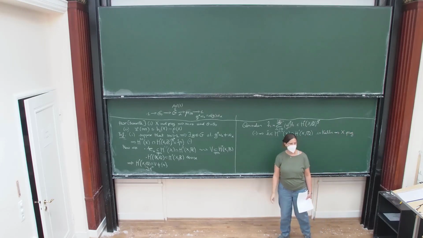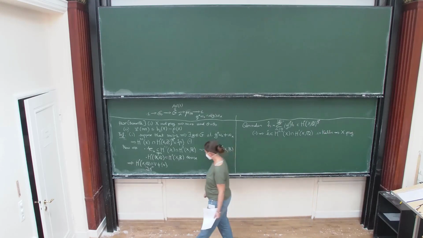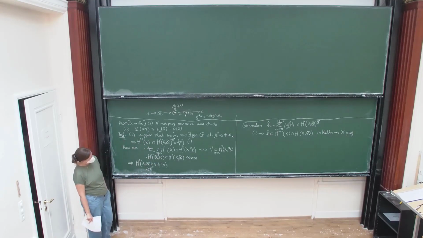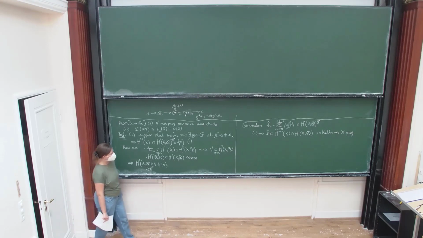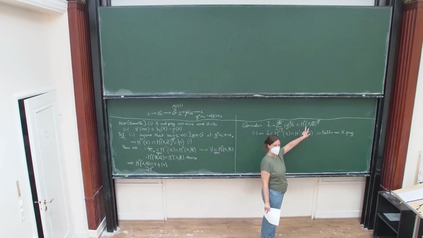Could H hat be 0? Could H hat be 0? No. Let me see. No, because it's a sum of scalar classes. So each of these are the components of the scalar class. Okay? So I don't think it's anything.